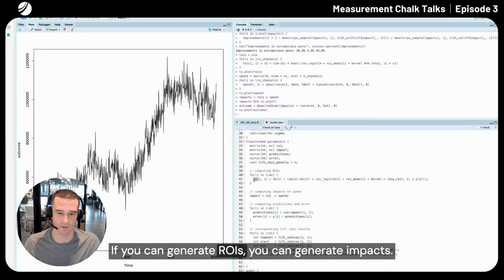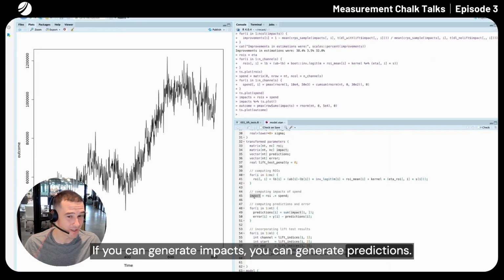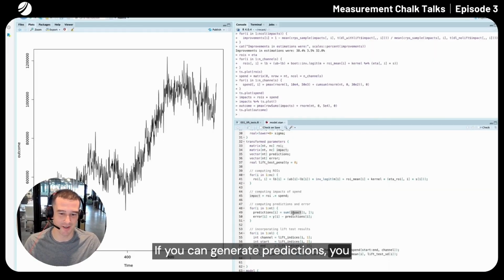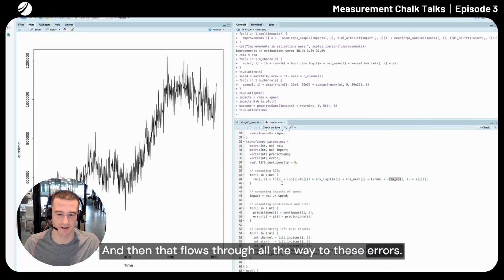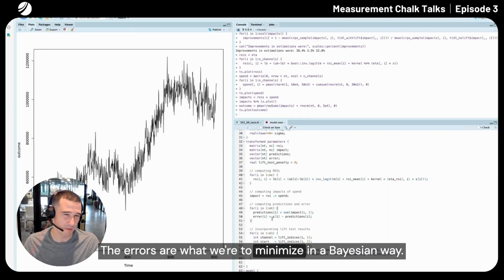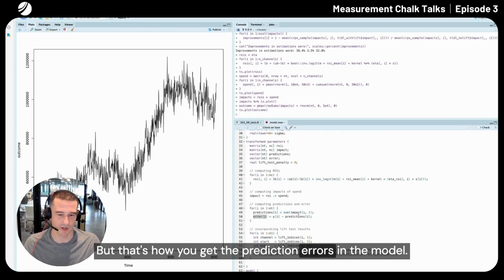If you can generate or estimate these, you can generate ROIs. If you can generate ROIs, you can generate impacts. If you can generate impacts, you can generate predictions. If you can generate predictions, you can get errors. And so that's the chain. Really, the only thing that we're estimating here are the ROIs, and then that flows through all the way to these errors. The errors are what we're trying to minimize in a Bayesian way, but that's how you get the prediction errors in the model.